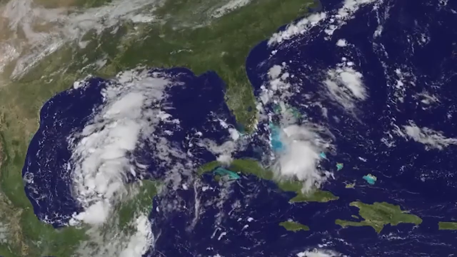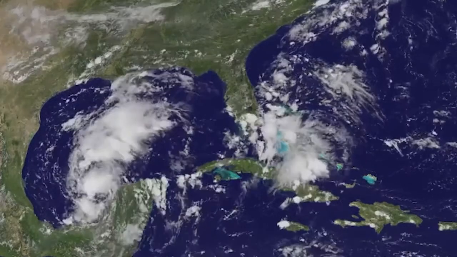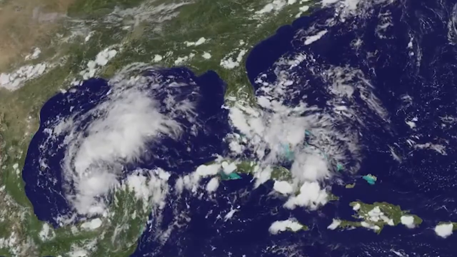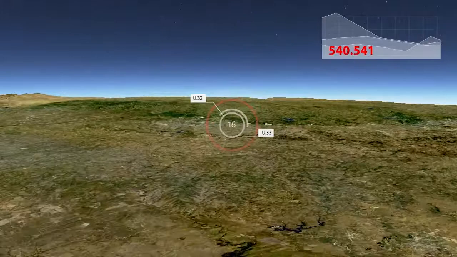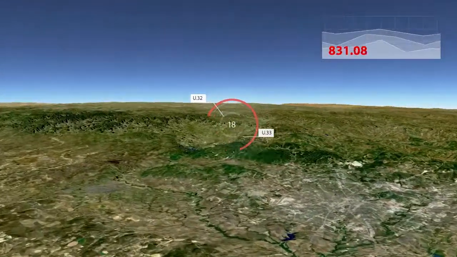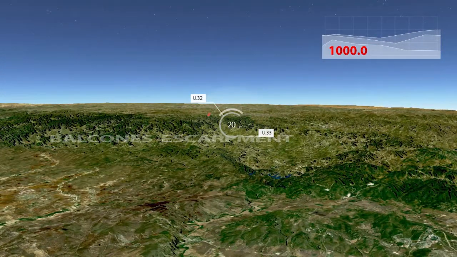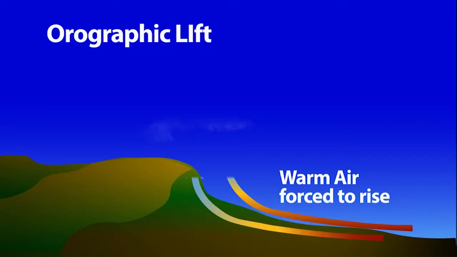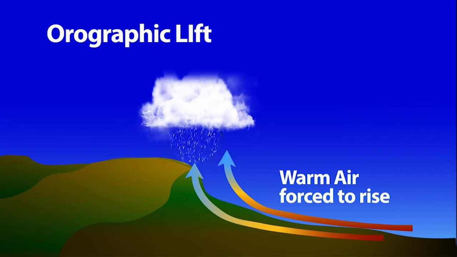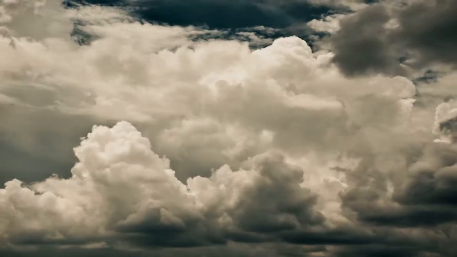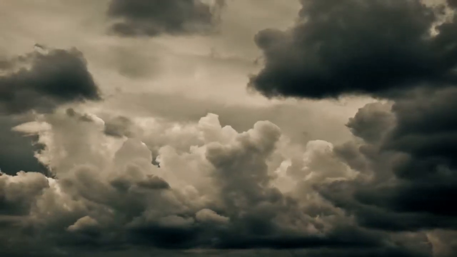During La Nina, or neutral years, tropical systems are responsible for major rainfall events in the region. One simple feature of the land works to enhance rainfall over the high plateau of the hill country. This simple feature is the slope of the land. Going from sea level to just over 2,400 feet, warm Gulf air moving inland is forced to rise over the Balcones escarpment. It's a process called orographic lift.